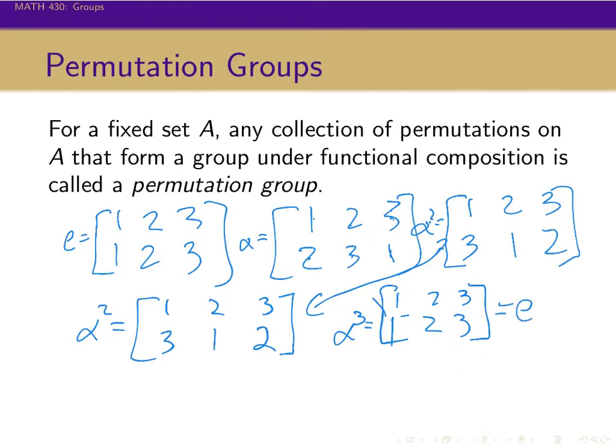And so this group right here is just the cyclic group generated by the permutation alpha. Okay, and so this is what would be called a permutation group. It is part of the symmetric group. In fact, it's a subgroup of the symmetric group, but it does not include all of the symmetric group.